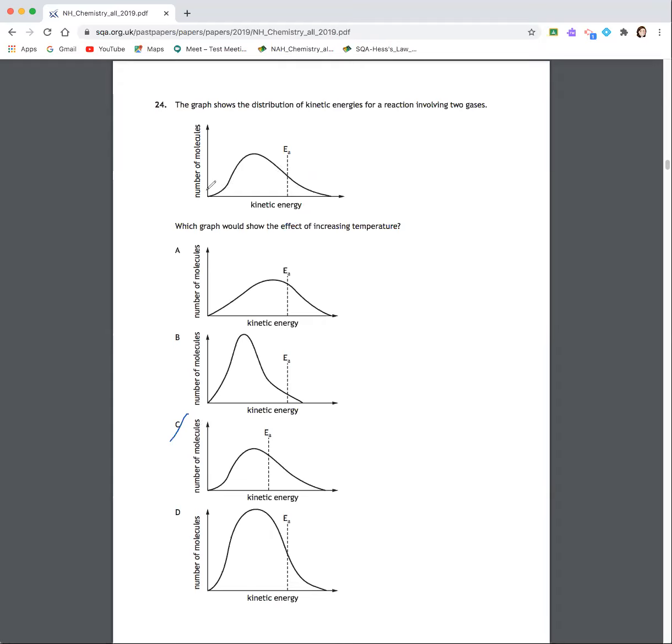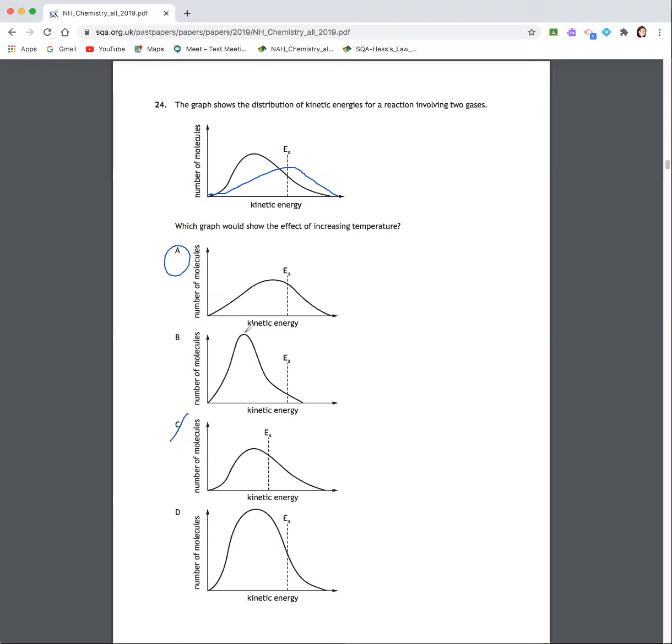So if you are increasing the temperature, you're going to increase the average kinetic energy of the particles. So basically, if you think of this curve as a pile of sand, you're going to shift the pile of sand across to the right, and it would look something like that. Okay, so the one that shows it being shifted over like a pile of sand is A.